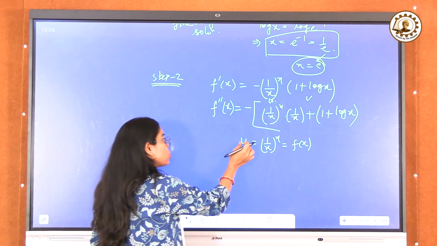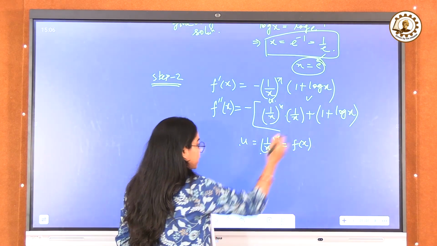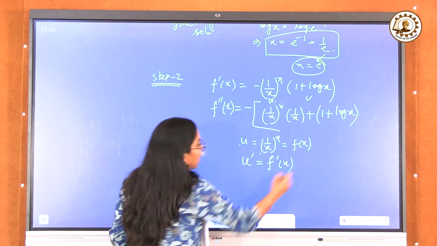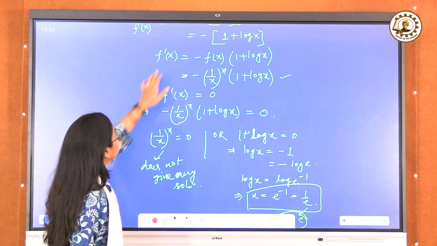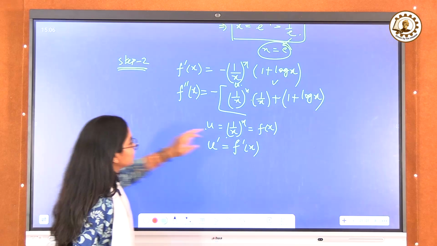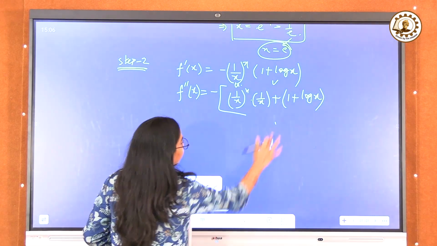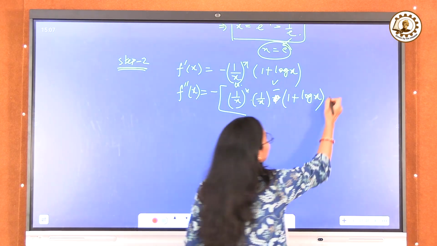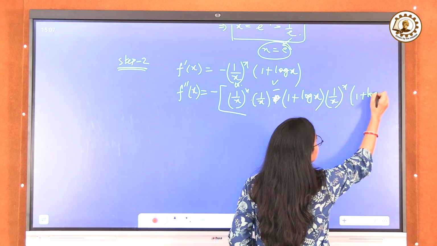So the derivative of u, that is derivative of 1 by x to the power x, means f dash x. Derivative of u means u dash means f dash x, and we already found f dash x here. So we can put this value of f dash x, that is the derivative of u, here, which is minus, so that will be plus into minus 1 by x to the power x into 1 plus log x.